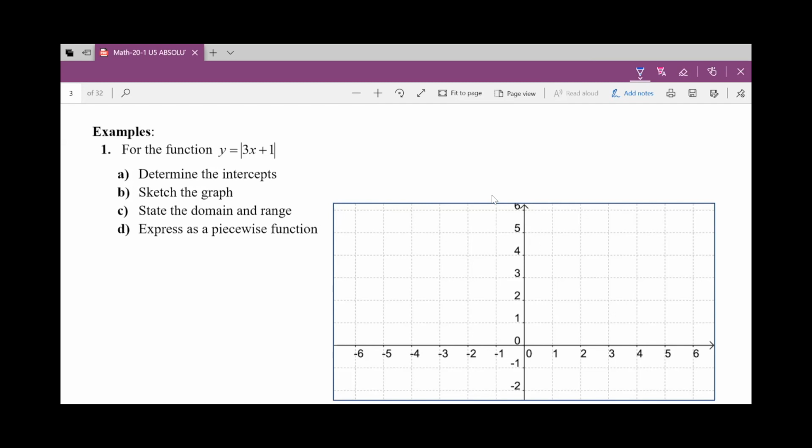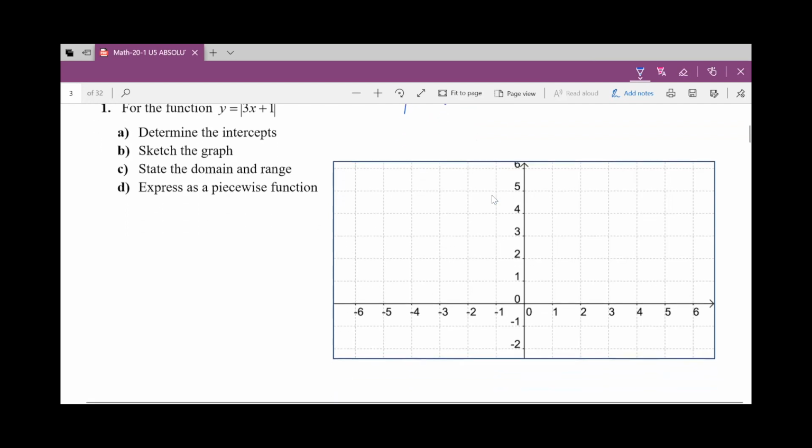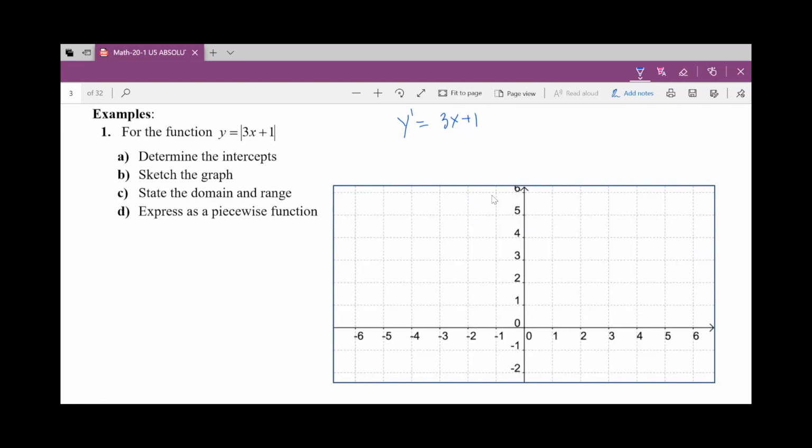So understand that the absolute value of 3x plus 1 comes from something. Let's look at the original line. Instead of y equals the absolute value of 3x plus 1, let's look at a line called y prime. And y prime is simply going to be 3x plus 1. And we're kind of curious to see what that line is going to look like. And I think it's a good place to start. So what does a line of 3x plus 1 look like? Well, it's got a y-intercept of 1 right there. And it's got a slope of 3. So from here, we're going to go over 1 and up 3.